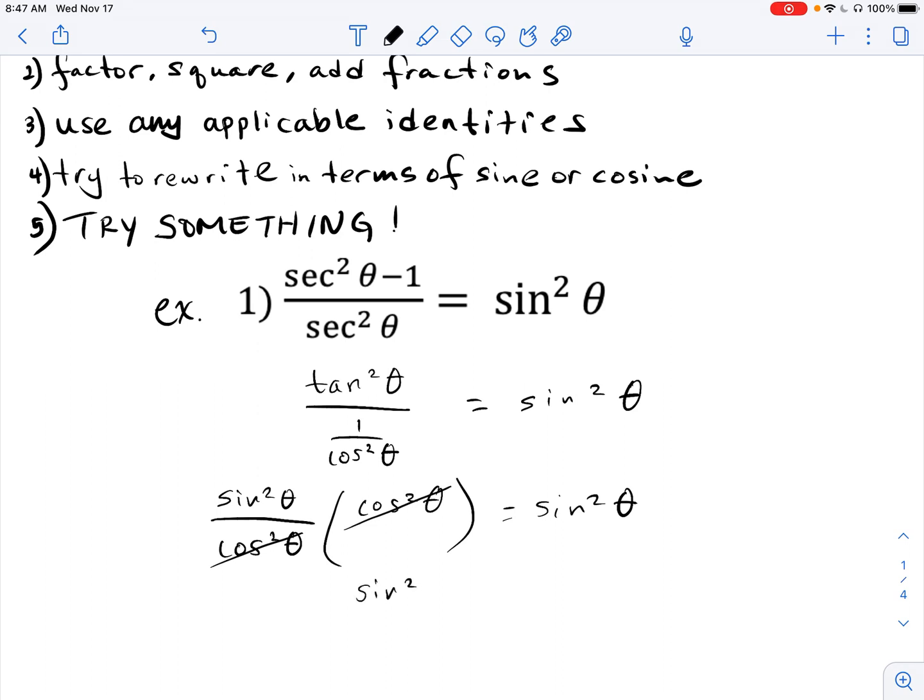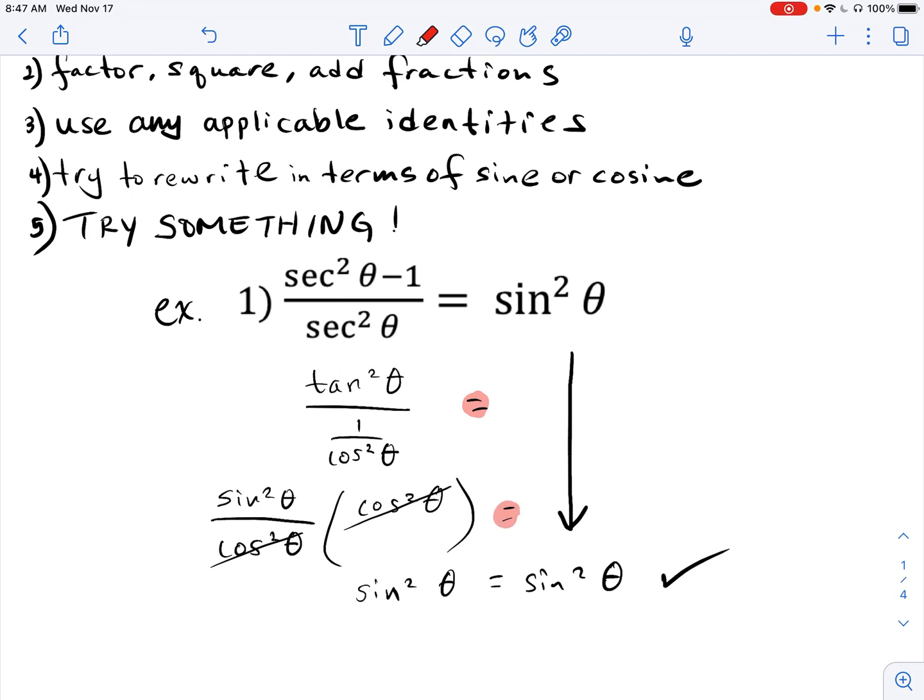So sine squared theta is indeed equal to sine squared theta. And we're done here. Now, the right side was actually just sine squared theta, but something notation-wise that I often allow with my students is to just go ahead and draw an arrow so that we don't have to write sine squared theta with every single step. But these equal signs absolutely need to be there every single step of the way.